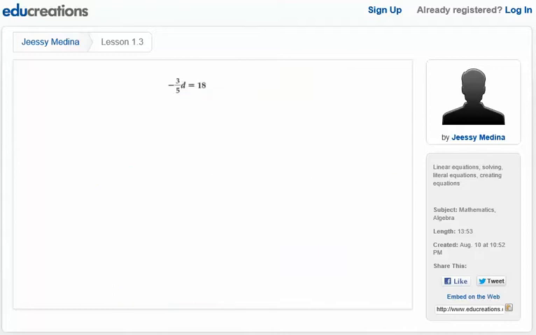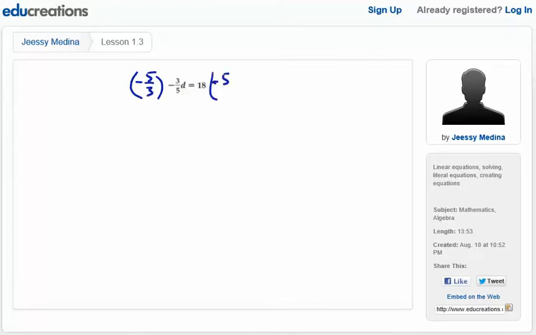Alright, here's an example that some students get scared about because it's negative and it's also a fraction. But you just have to think about, well, how do I get rid of the 3/5? Well, you would multiply both sides by the reciprocal, which is 5/3. And in this case, you have to make sure you include that sign. So you would multiply both sides by negative 5/3.